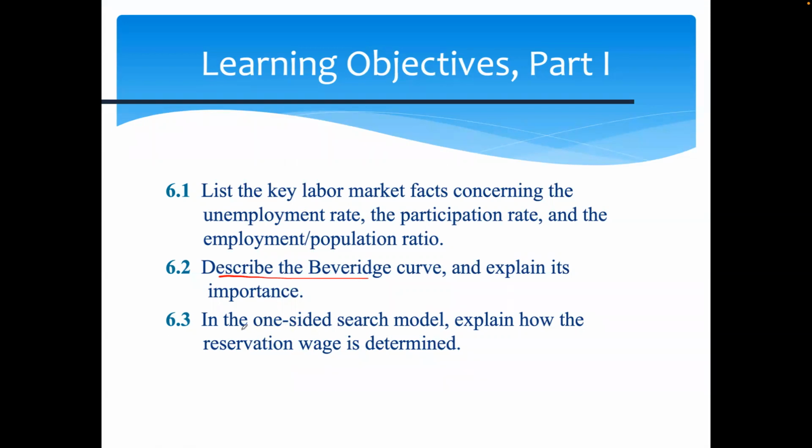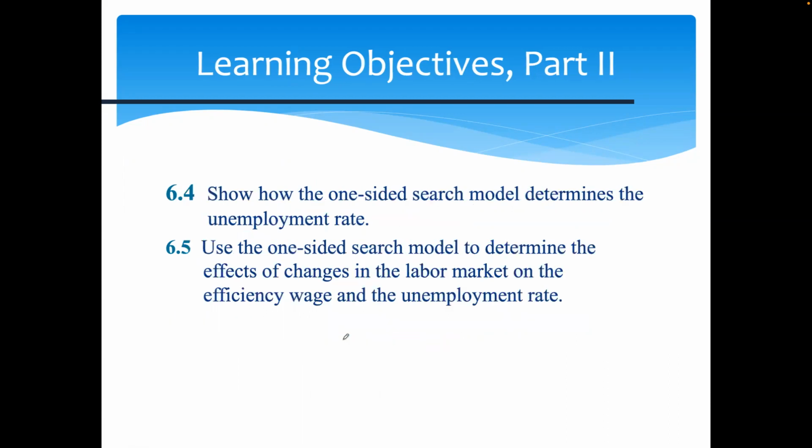After that, we are going to develop a one-sided search model. Basically, you only focus on the behavior of the consumer to decide whether to look for a job or not, whether to accept an offer or not. And from there, we understand what the reservation wage is, which is the wage at which households or workers decide to work or not. This one-sided search model is going to help us understand what determines the unemployment rate.